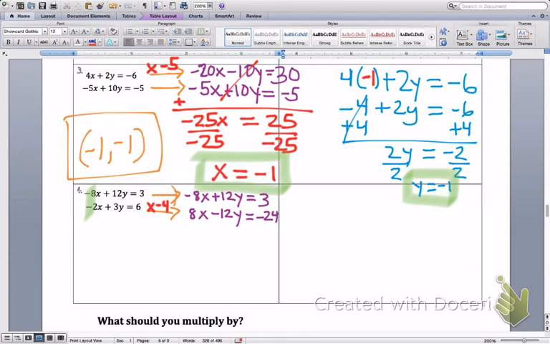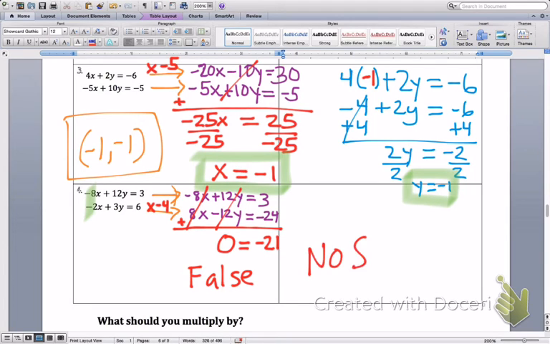Let's go ahead and use our elimination method. Let's add the two equations. 8 minus 8 cancels. In this case, we also get the same thing. 12 minus 12 also cancels. So both my variables cancel. It's that special case. So 0 equals the right side. So I have to check if it's a true or false statement. In this case, we get negative 21. This right here is a false statement. 0 is not equal to negative 21. So in this case, we have no solution.